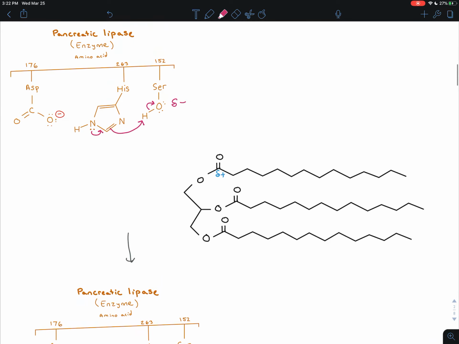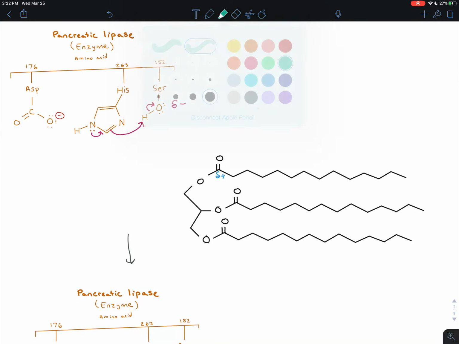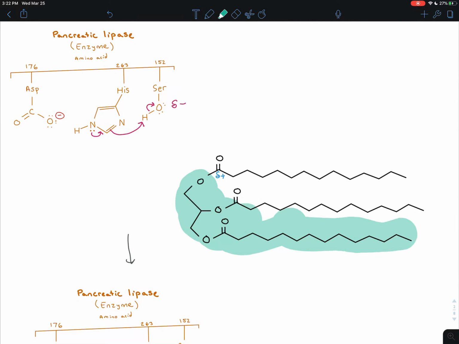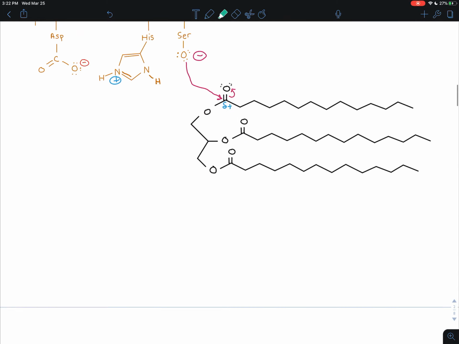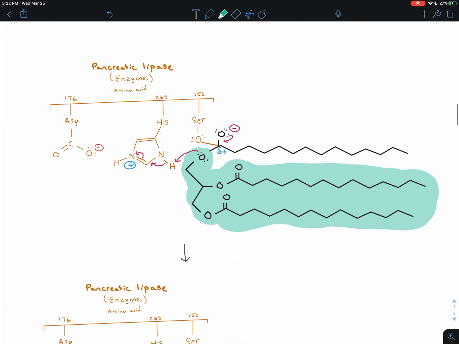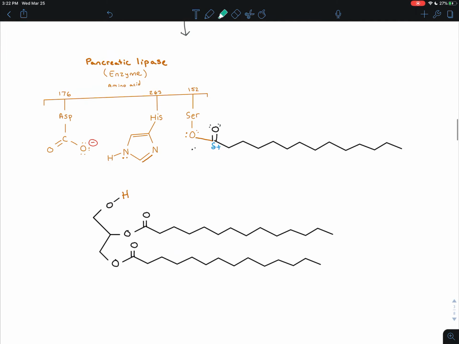What we started with ultimately, our leaving group, didn't look like it at first, but this whole thing was our leaving group. And ultimately we replaced that with a nucleophile, which was the oxygen of the serine. And ultimately, through that, the whole enzyme. So we replaced one gigantic thing with another, a leaving group with a nucleophile. That's a nucleophilic acyl substitution.